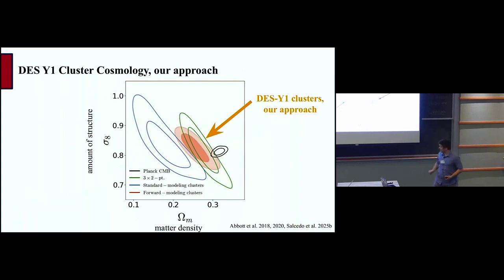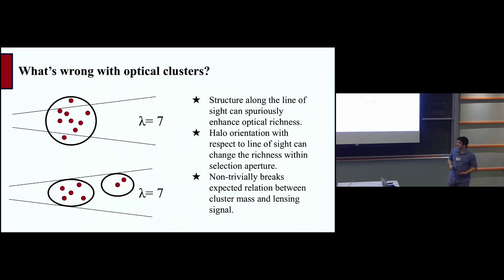So here's what happens if we take the same exact clusters, with the identical cluster selection method that produced the blue contour, and change the modeling with the approach that we've developed that relies on simulations and forward modeling. That's the orange. So we come into internal consistency with 3x2 within DES year 1, and of course we also have a lot less inconsistency with Planck. Okay, so what's wrong with the optical clusters?